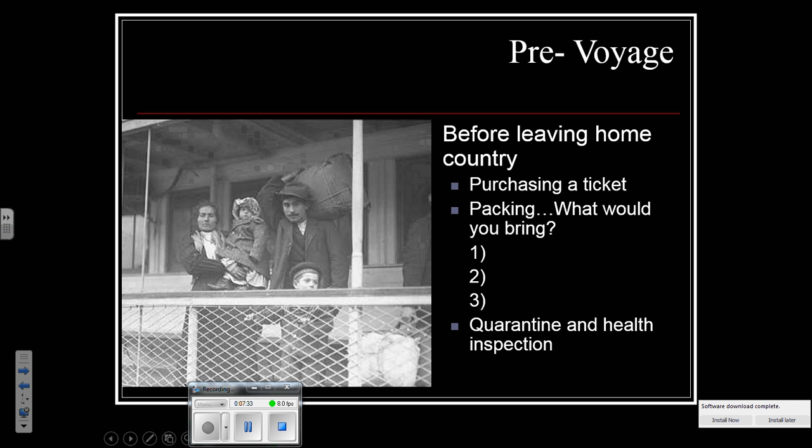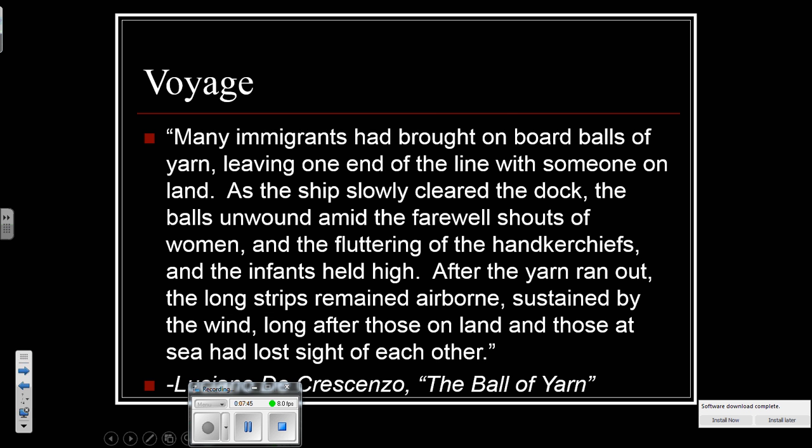You also, of course, then have to go through quarantine and health inspections in order to even be allowed into the United States when you get here. And you had to do that to get on the ship, too. So you're going to go through an inspection, both physical and mental.